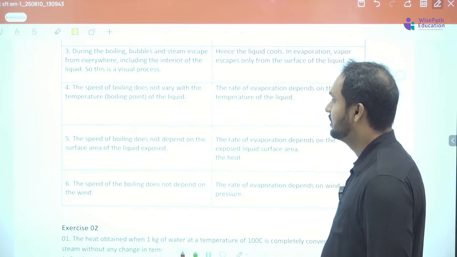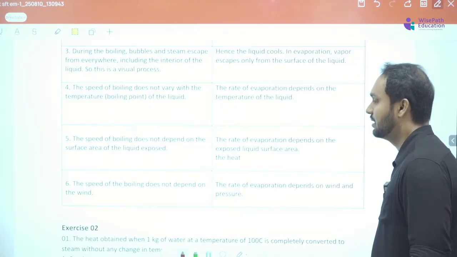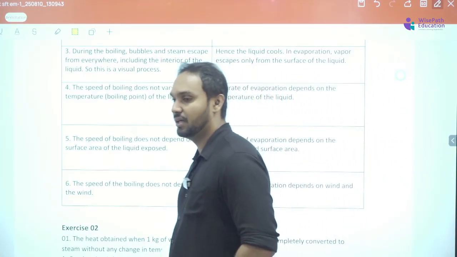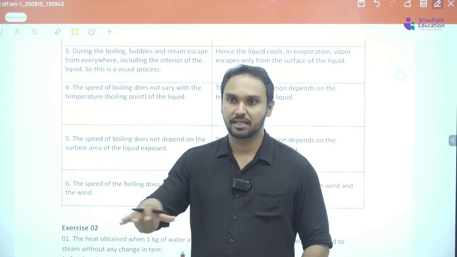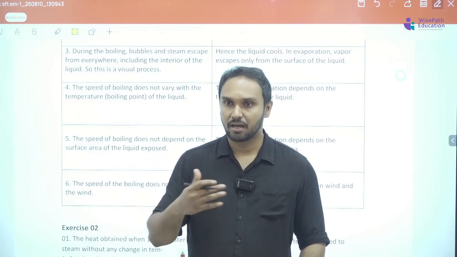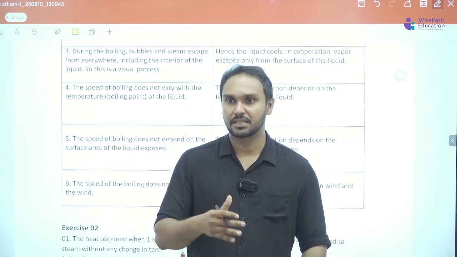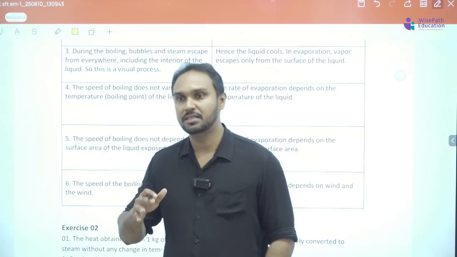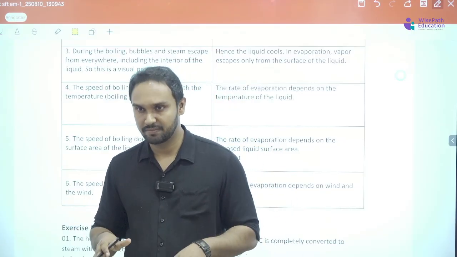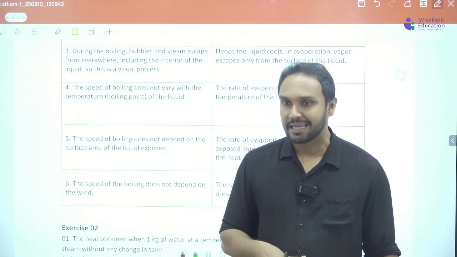The rate of boiling does not depend on the surface area of the liquid exposed. If you take a large container or a small container, with a large area and a small area, when it starts to boil the rate will still be the same. The speed at which the water is escaping will be the same. It doesn't depend on the surface area. But when it comes to evaporation, the area really affects it.